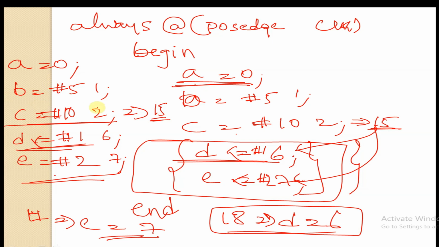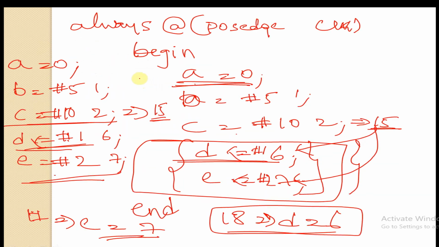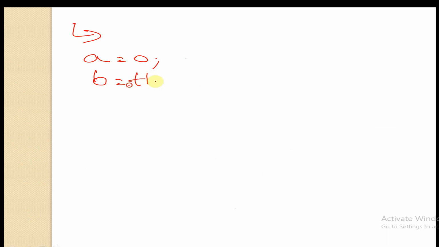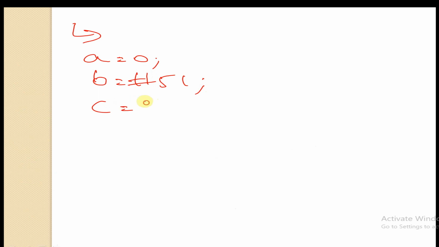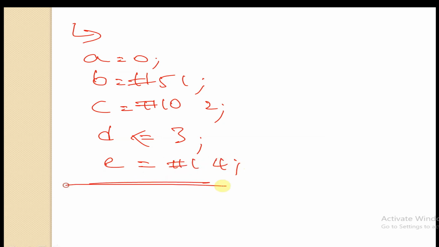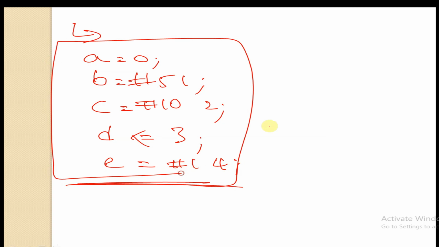Yeah. So what happens here? A is equal to 0, B is equal to #5 1, D is equal to 3, and E is equal to #1 4. So this is a scenario we are having.